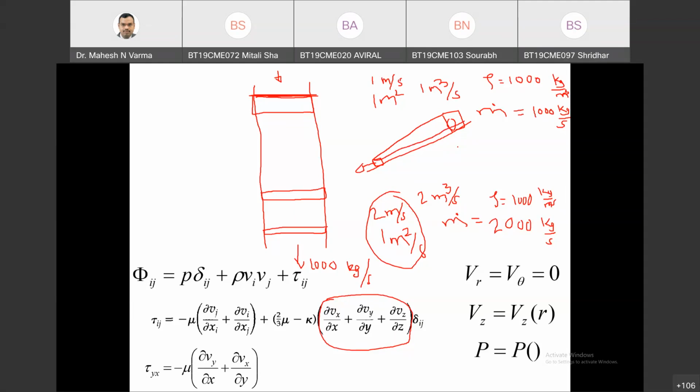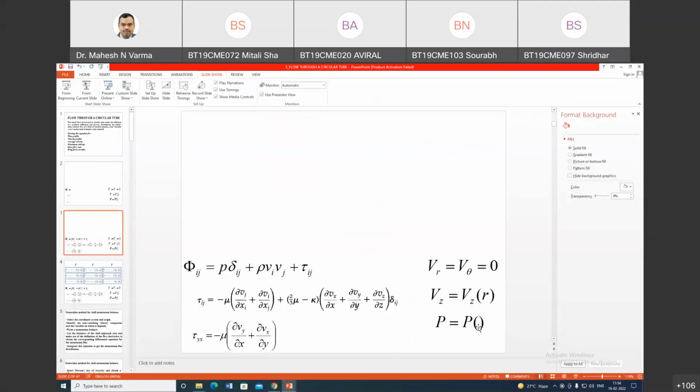So how about pressure now? Pressure will be there, pressure forces. Pressure is a function of x, y, z, or r, theta, z. In the z direction, pressure is a function of z only. Why is it not a function of r and theta?